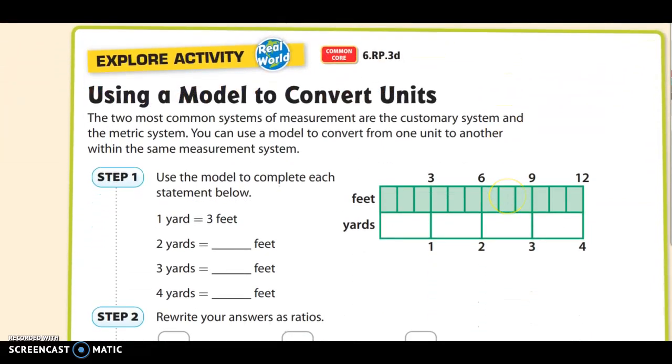You're welcome to go ahead and pause the video and try as much as you can. If you need to check your answers, or if you need a hint, you may resume the video, or you can just try the page on your own. Using a model to convert units. The two most common systems of measurement are the customary system and the metric system. You can use a model to convert from one unit to another within the same measurement system.